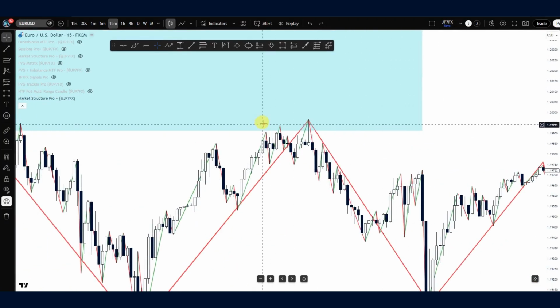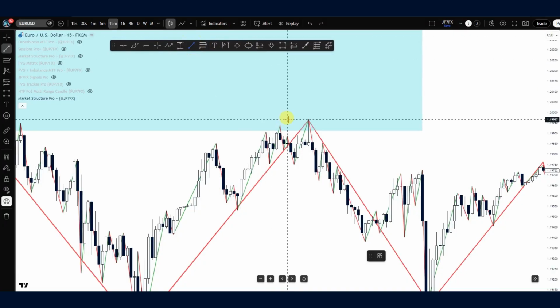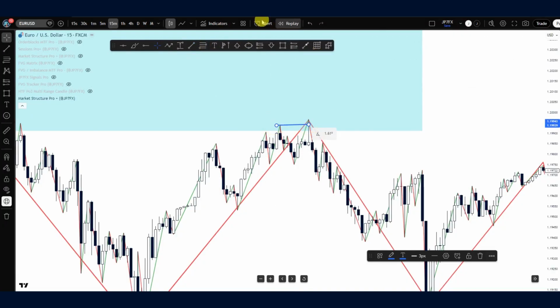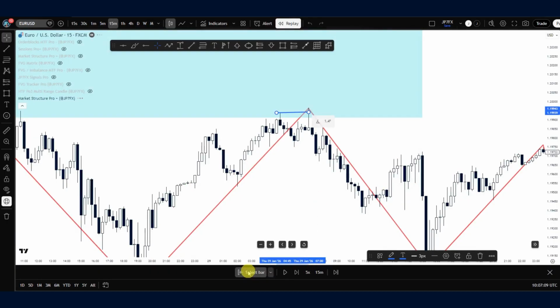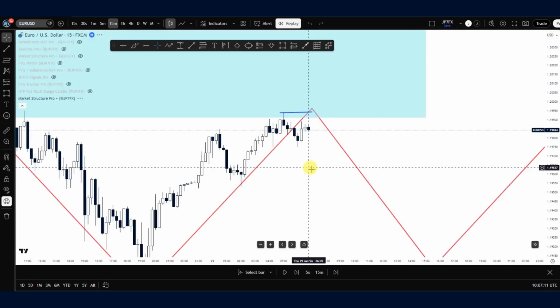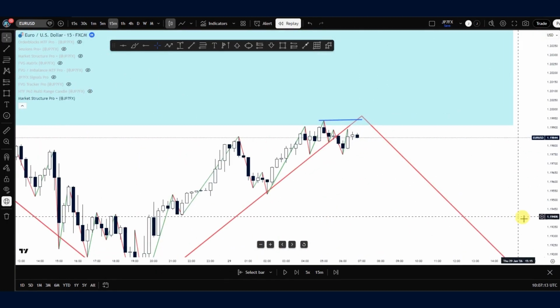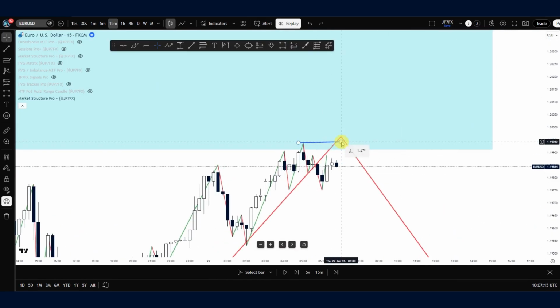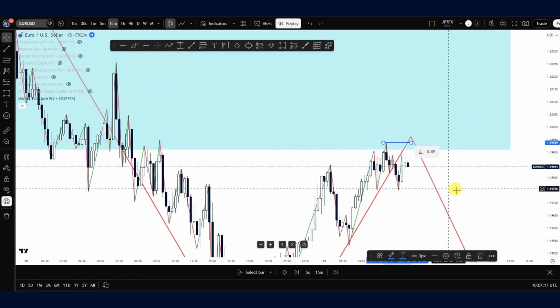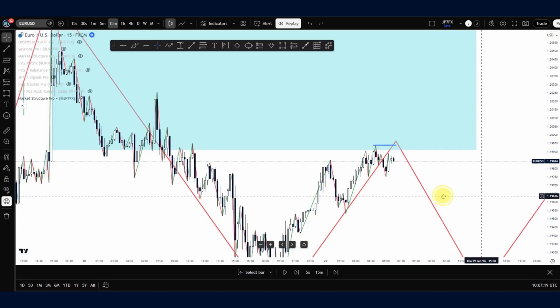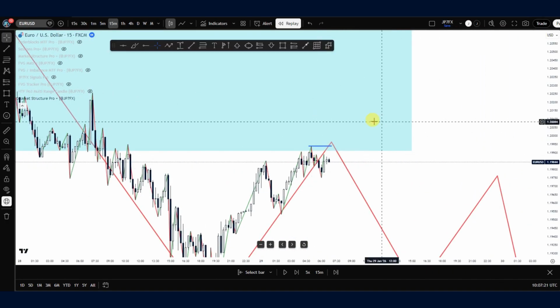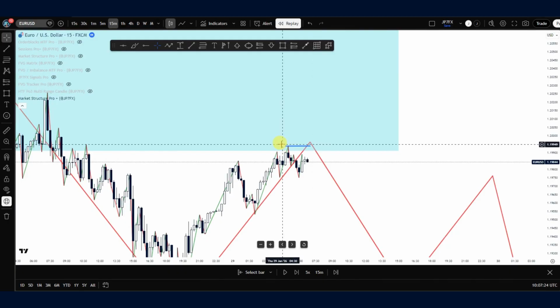If we now look at this, we've tapped into here. We have now swept an area of liquidity. So what I will do is I will actually do this as a replay so you can see how these structure lines actually form. So we've determined off the 4-hour where our premium and discount is. We've come back into our area where we would look to short.